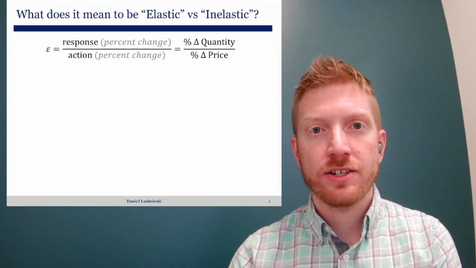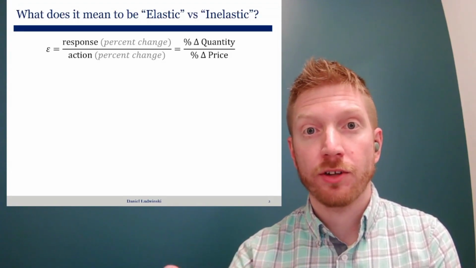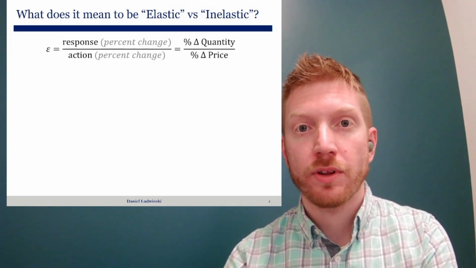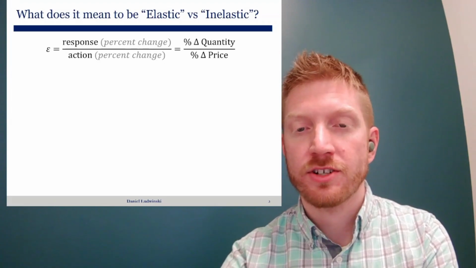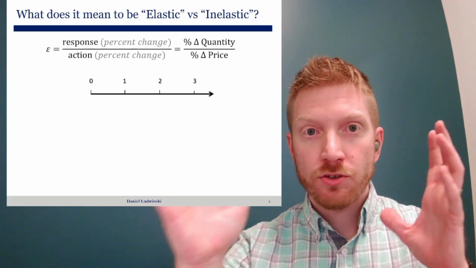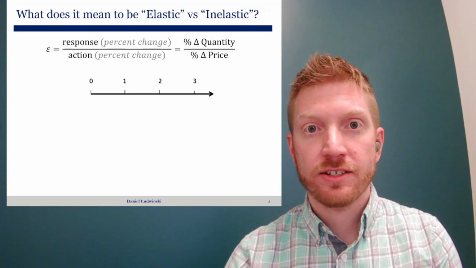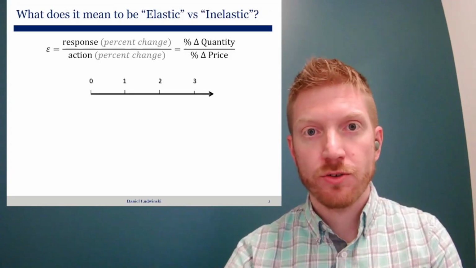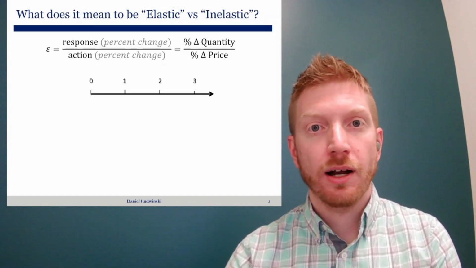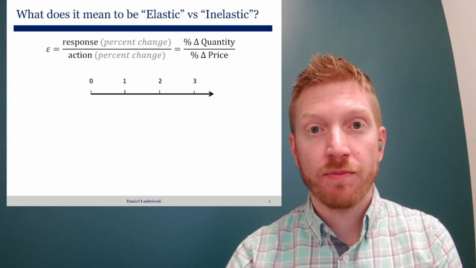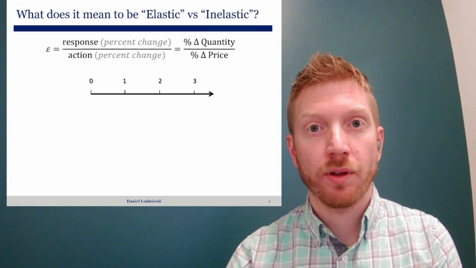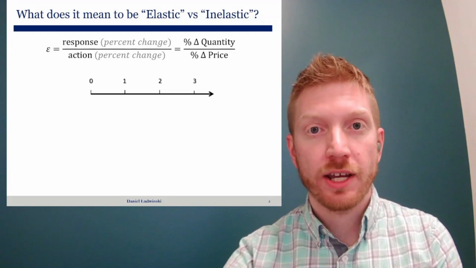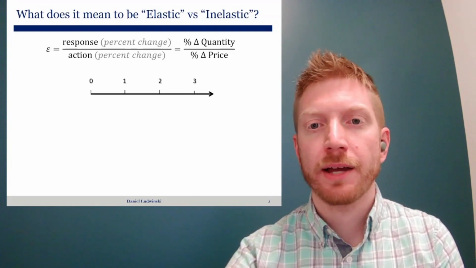And for our applications, we're going to be talking about the response being a percent change in quantity and the stimulus, or the action, being a percent change in price. So we can map our elasticity numbers to a number line. Now I'm showing absolute values, but as I've mentioned before, they do have negative values for the price elasticity of demand. But because it's always negative, we typically just ignore that.